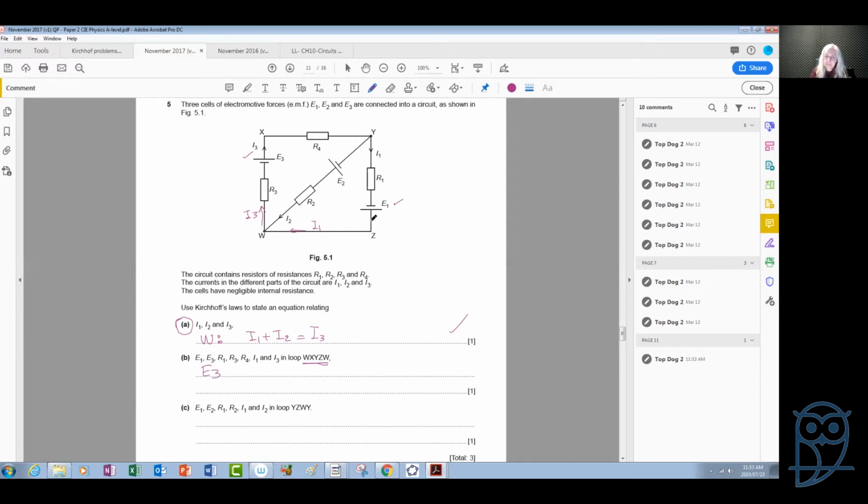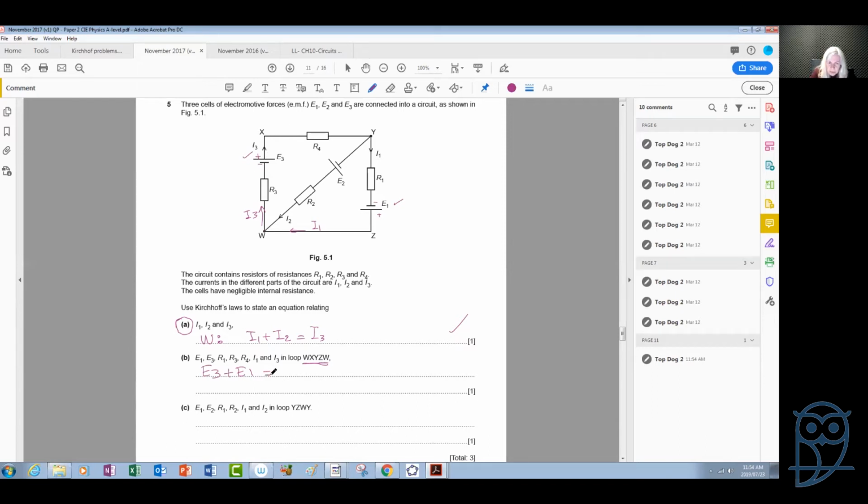There is another EMF that we meet. And how do we meet it? Be careful now. The current leaves here the positive terminal. This is minus, this is plus. The current seems to be in the same direction as it was in this EMF, in this battery. So this we added. So this is plus E1. Okay, so E3 plus E1, and that's it, finished.